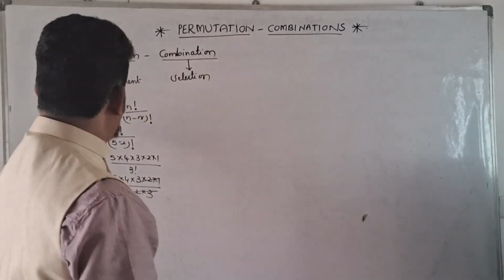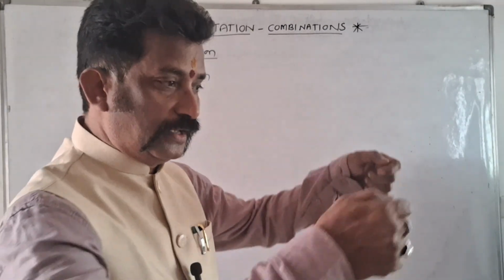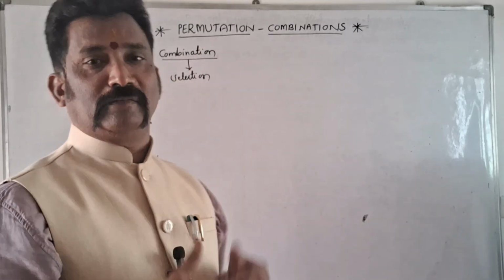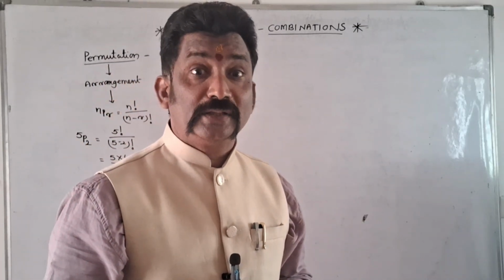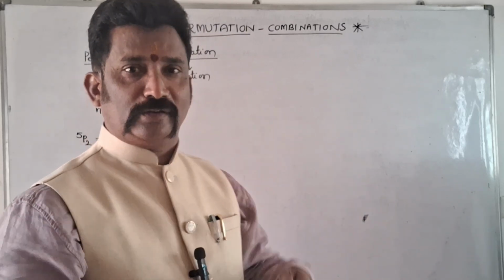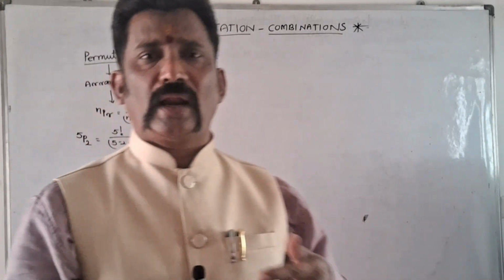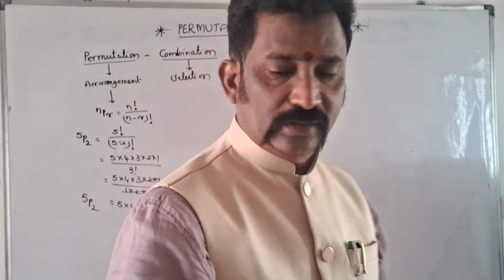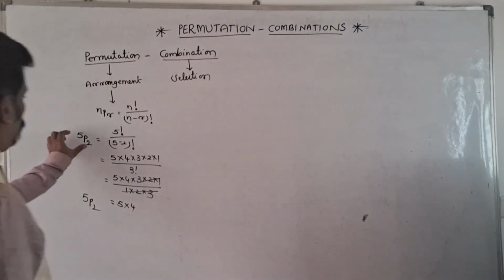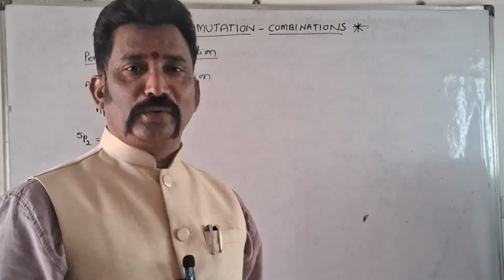No need to apply this total calculation. 100P2 is equal to 100 into 99, enough. 100P3 is equal to 100 into 99 into 98. No need to apply this factorial notation, because it is a time-taking process.